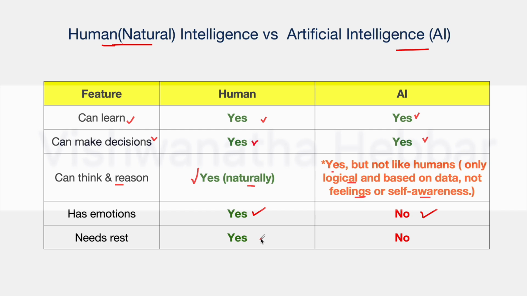Human beings need rest. After some time, you will get tired and you need rest, but AI does not need any rest. It does not get tired. These are some of the differences between natural intelligence and artificial intelligence.